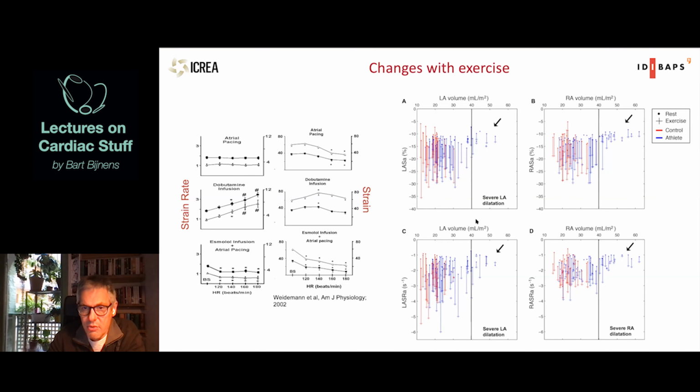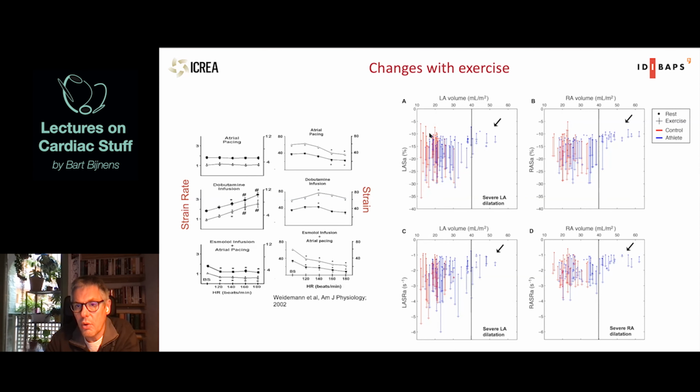Now, if we look at the atria, what you now start to see, and here is the change with exercise. You see the dot is the measurement before, and the cross is the measurement after exercise. And what you see there is that in most of these atria, you can increase the strain and you can increase the strain rate.